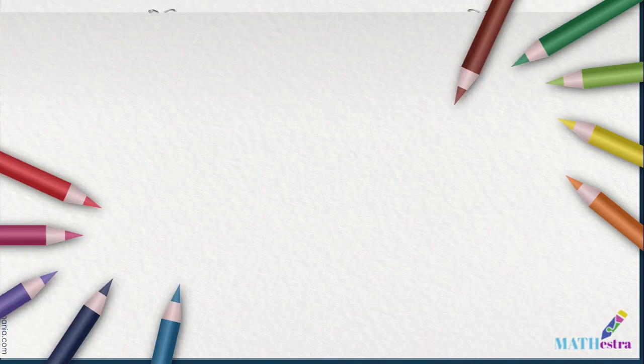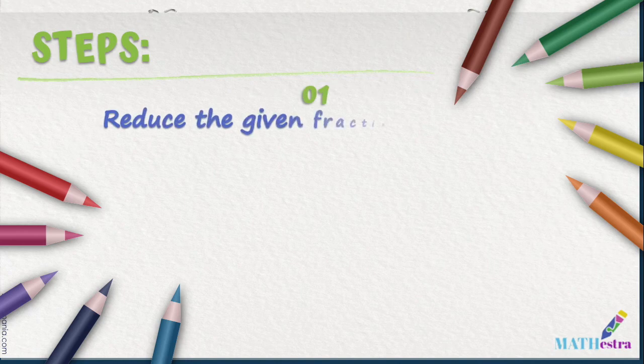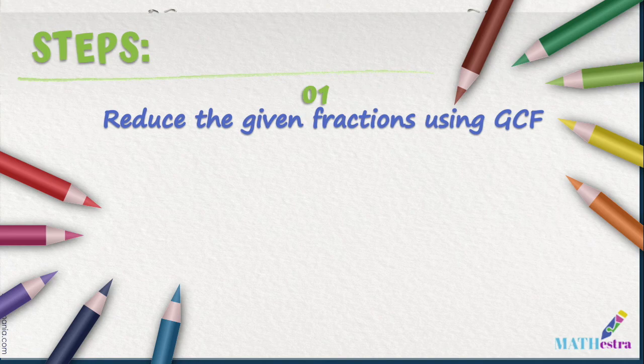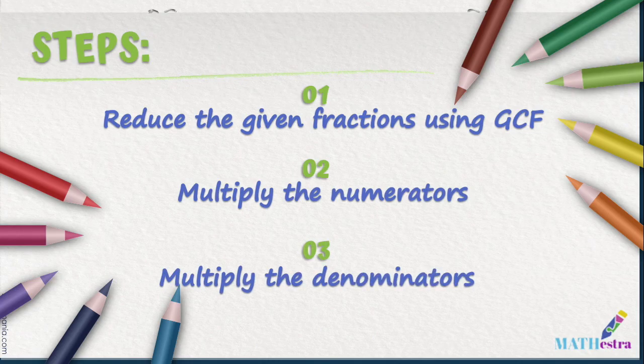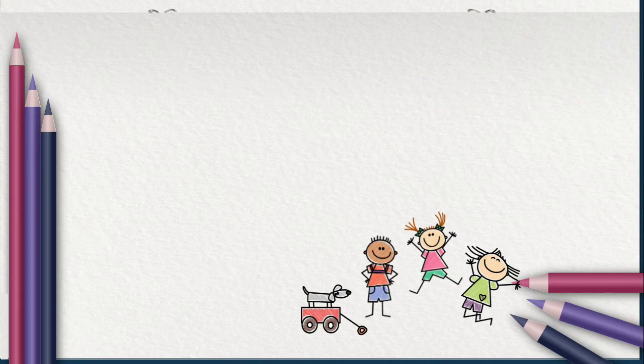Okay, for multiplying fractions, let's follow these steps. First is to reduce the given fractions using the GCF or the greatest common factor. Next is to multiply the numerators. And then, the third step is to multiply the denominators. Okay, so to understand further, let's have some examples.